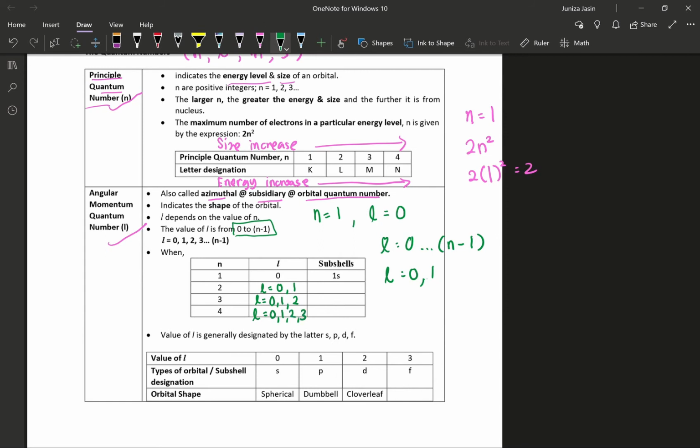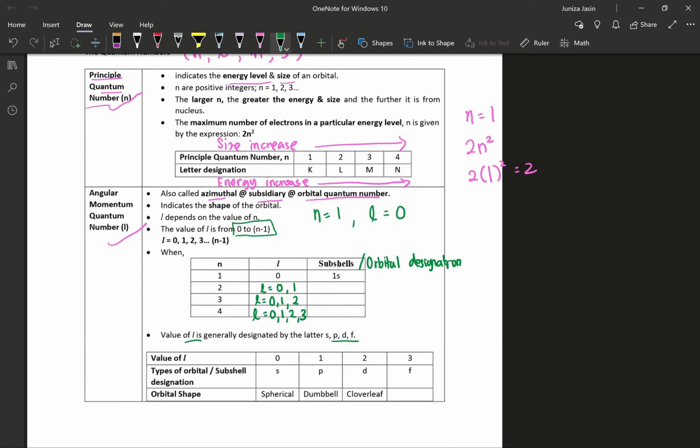Okay, and then ada subshell. Subshell here is also known as orbital designation. So dekat bawah ni ada the value of L generally designated by the letter SPDF. So nak determine L tu orbital mana depend kepada table bawah ni.